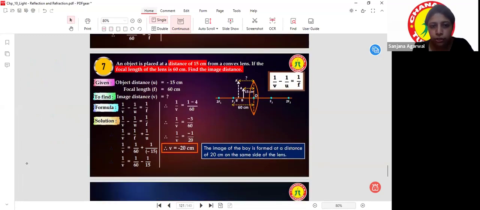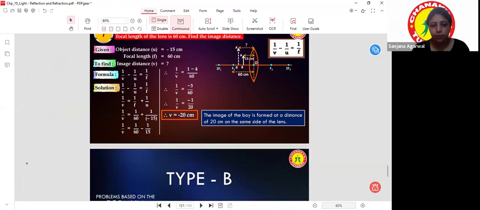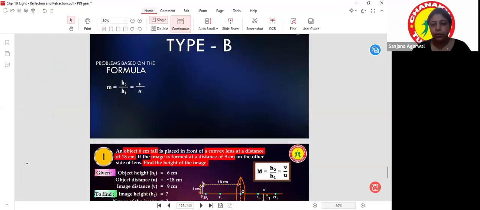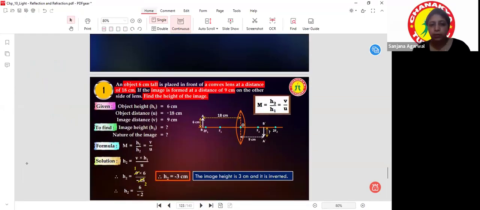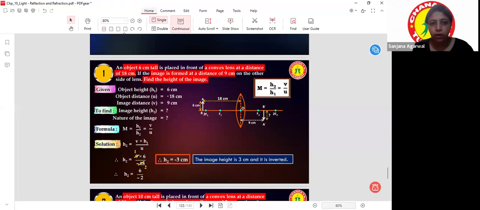Here is another question. An object is placed at a distance of 15 centimeter from a convex lens. If the focal length of the lens is 60, find the image distance. Similar question, same formula to be used. Children, you have ample questions to practice. Let's come to the other type in the magnification part.